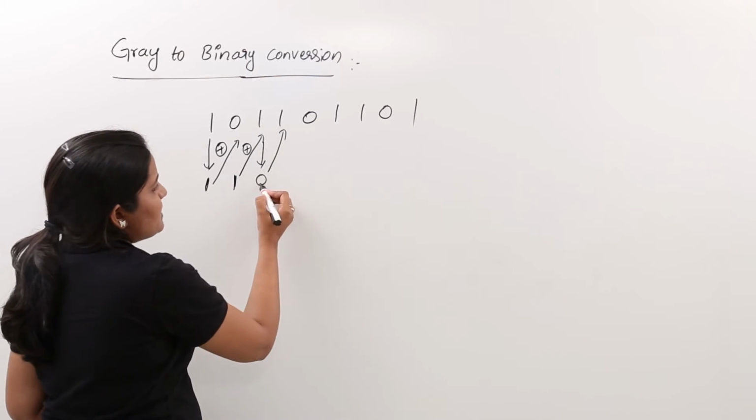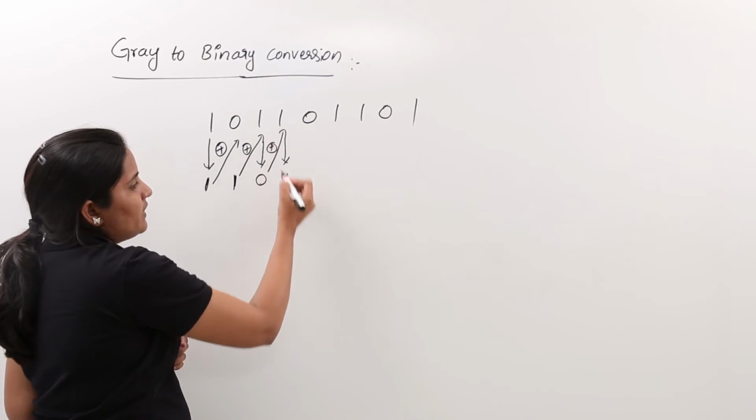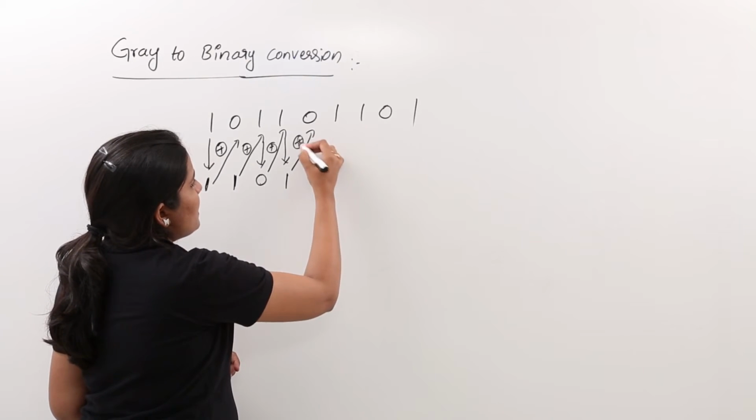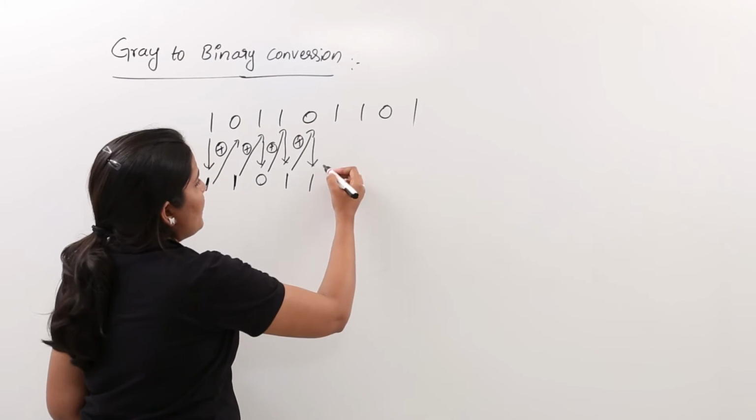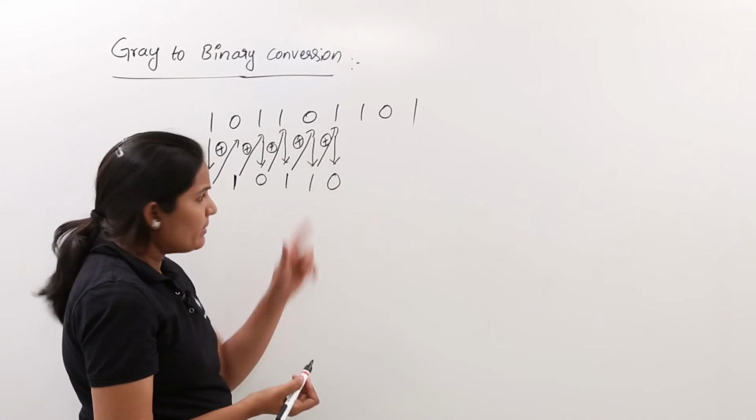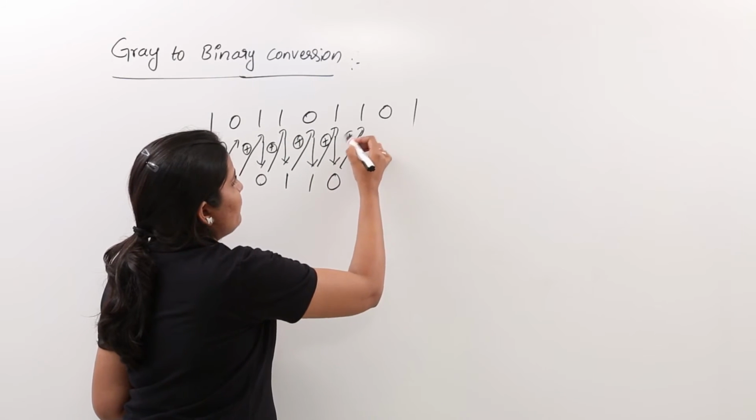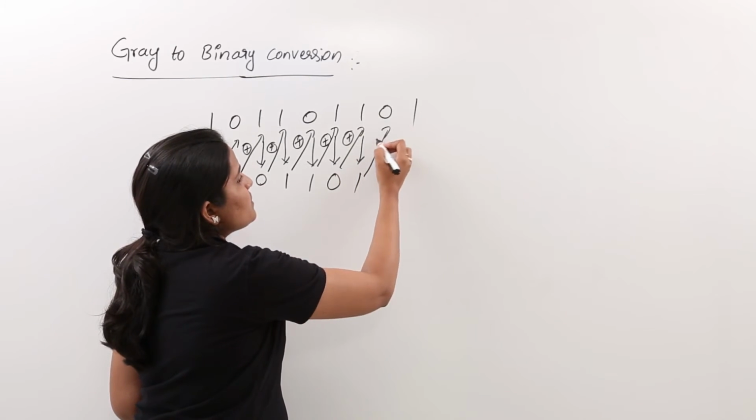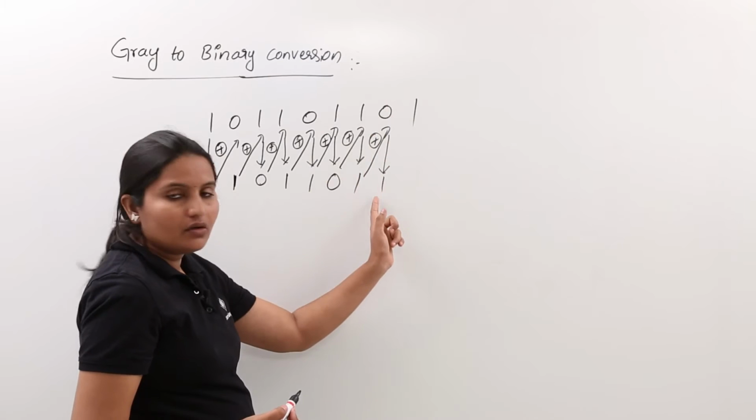Again see here, I am XORing 0 with 1 and I am getting 1 here: 0 XOR 1, odd number of ones, so you are getting 1 here. Again this 1 is going to XOR and I am going to get 1, 1 XOR 0 is 1. Again I am XORing this one with this one and I am going to get 0 here, because 2 ones XOR provides 0. So 0 XOR 1 again provides 1 here. Now this one is going to XOR and we are getting 1 here, 1 XOR 0, 1 here.